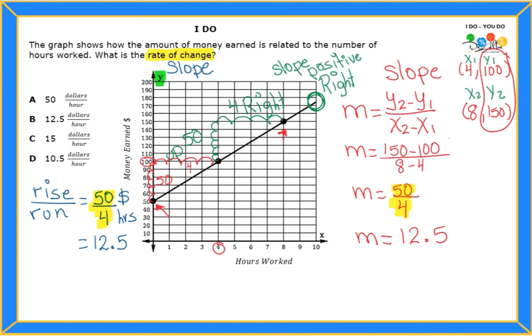And again, remember that the numerator has to do with the change of the y, and the bottom is your change of the x's. So the y is my money, and the x's is the hours. So if I want to have a nice complete answer, it will be the dollars, or the money, over the hours. Okay, very good. So what's my answer for this one? Letter B. Awesome.